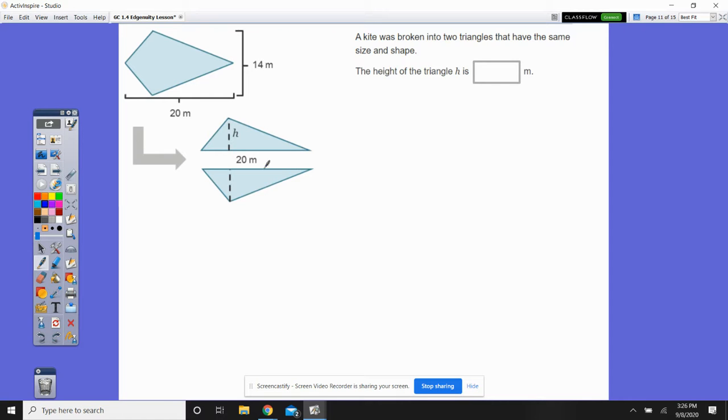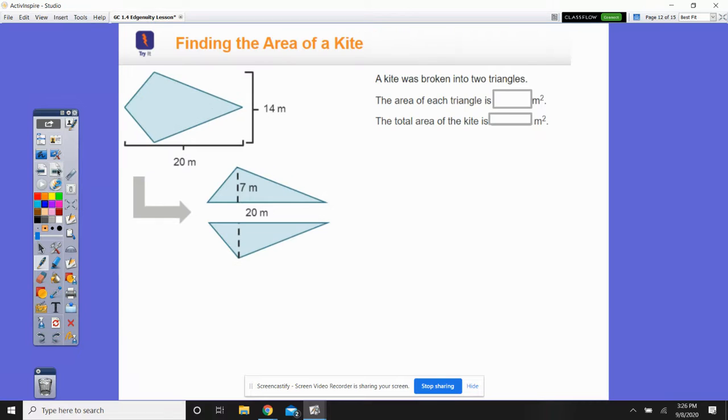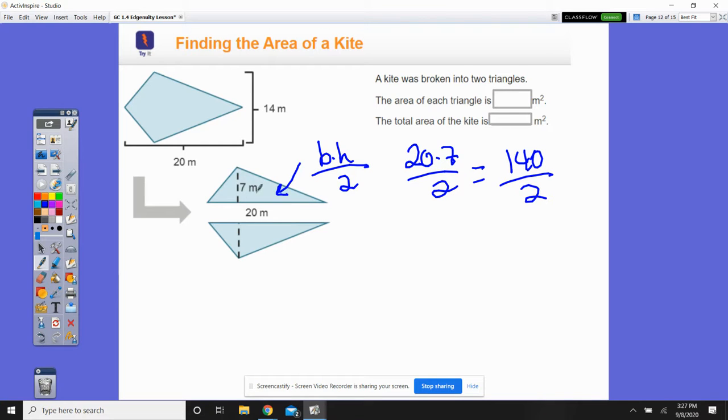How about this one? Here's my kite. If we cut it here, the base is 20. How tall would the triangle be if the whole thing is 14? Well, if the whole thing is 14, then the height would have to be half of that, or 7. Now let's find the area. We'll find the area of this, base times height, divide by 2. 20 times 7 divided by 2 is 140 divided by 2. So this guy is 70. The other triangle is also 70 because they are the same, and the total area of the kite is 140 meters squared.